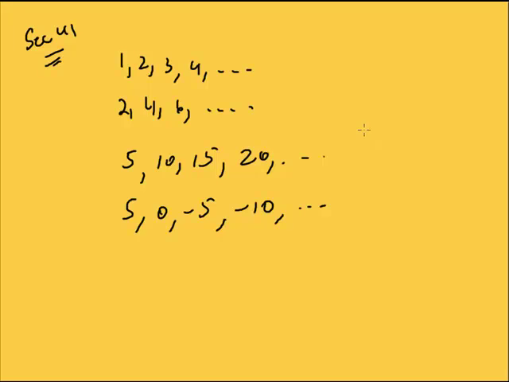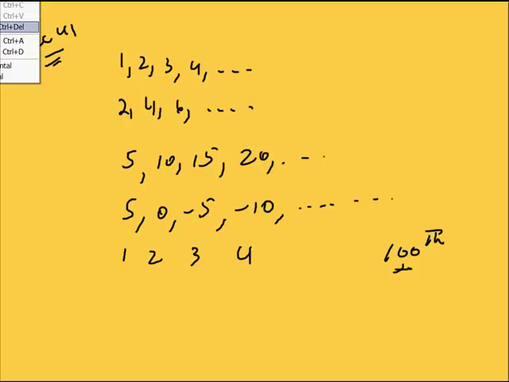Now the problem is, if that's my first term, second term, third term, fourth term, how do I find my, let's say, 100th term? Well, I don't want to keep doing that, so I have to come up with some kind of formula. So here's the formula for an arithmetic sequence.